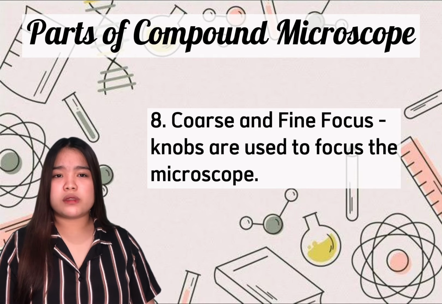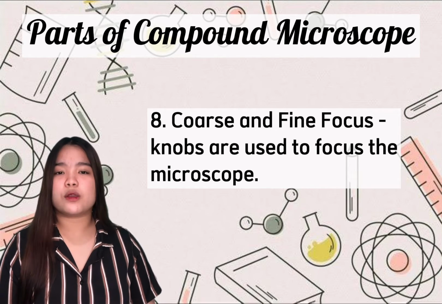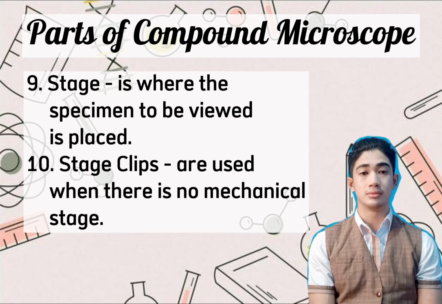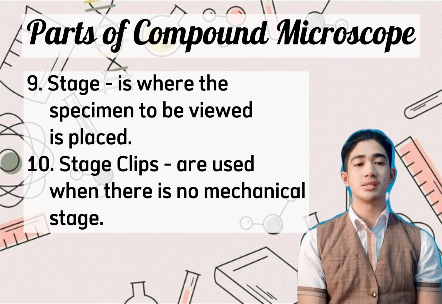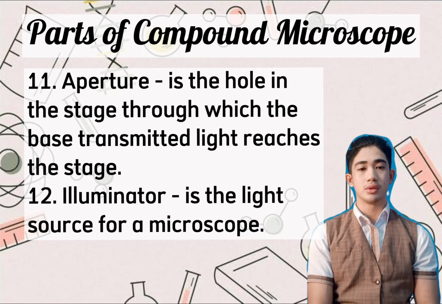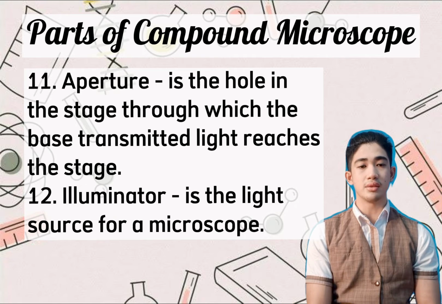Coarse and fine focus knobs are used to focus the microscope. The stage is where the specimen to be viewed is placed. Stage clips are used when there is no mechanical stage. The aperture is the hole in the stage through which the base transmitted light reaches the stage.